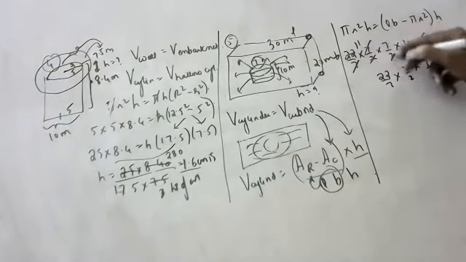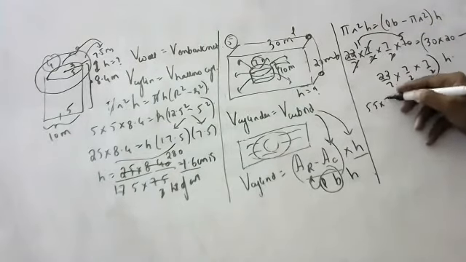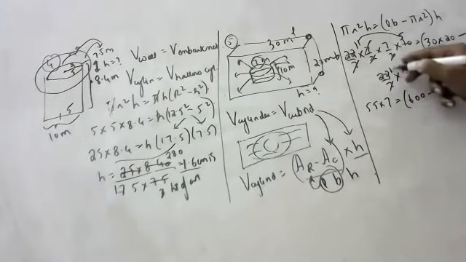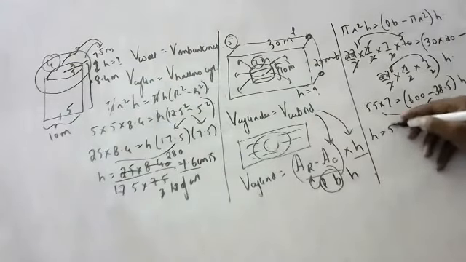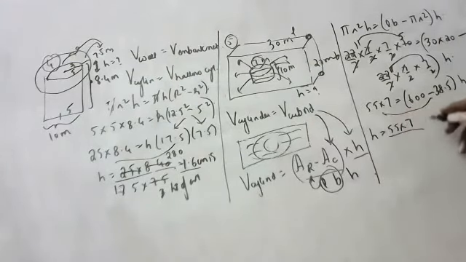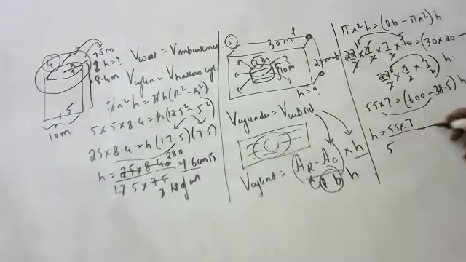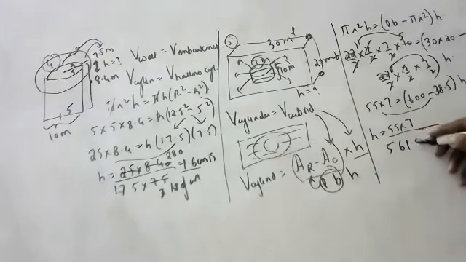2 11s are 22, 5s are 55. 55 into 7 is equal to 600 minus this gone. 2 11s are 77 by 2 is 38.5 into h. This whole thing comes down. h is equal to 55 into 7 minus 600 minus 38.5, that is 561.5.